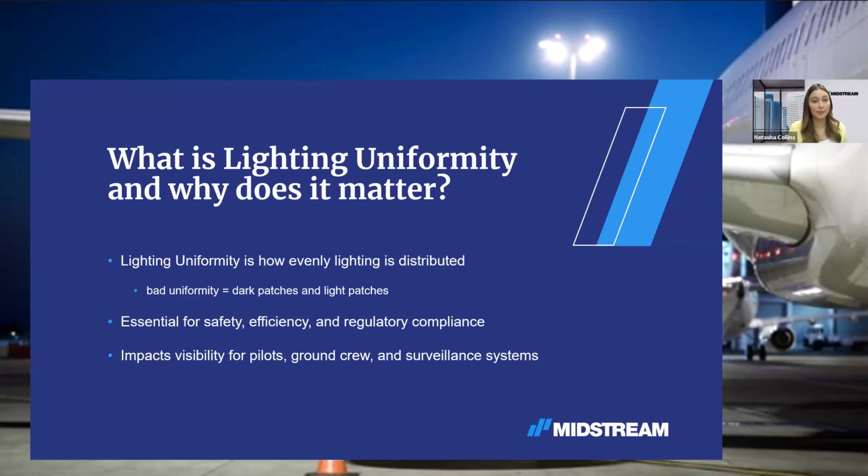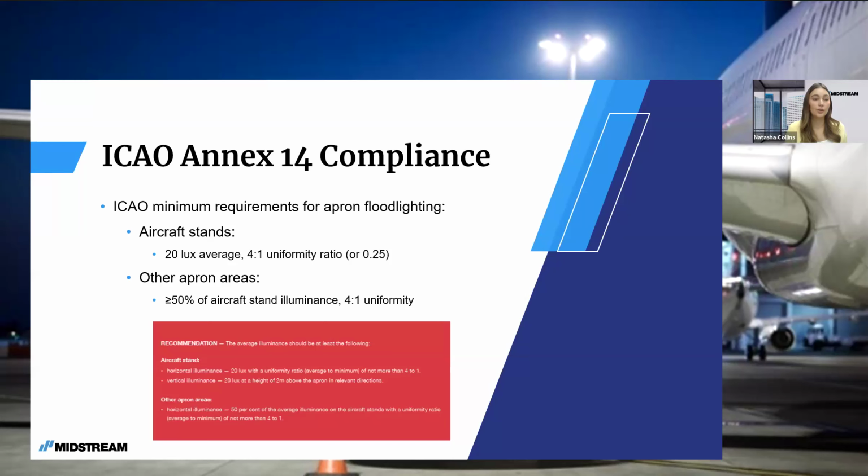Same for surveillance cameras. They depend on uniformity for clear imaging. This is because dark patches create blind spots where hazards can be missed. And just like our eyes, surveillance cameras take time to adjust and focus when there have been overly bright areas and dark spots, and so therefore hazards can be missed. So that is why ICAO has very strict requirements for uniformity.